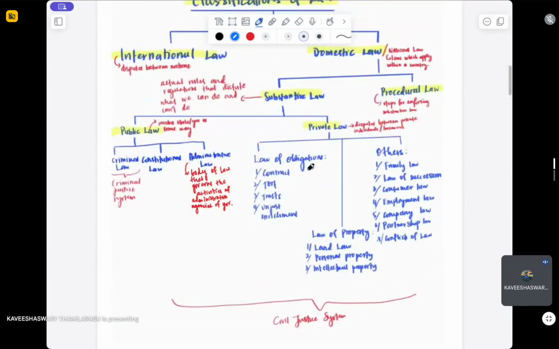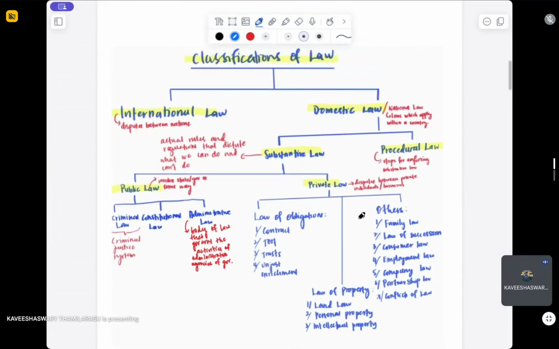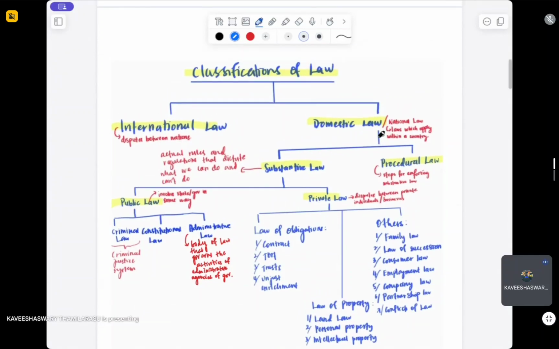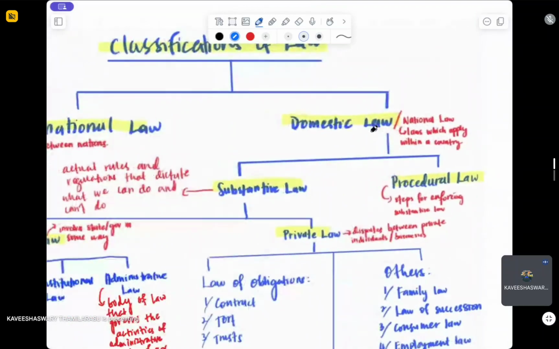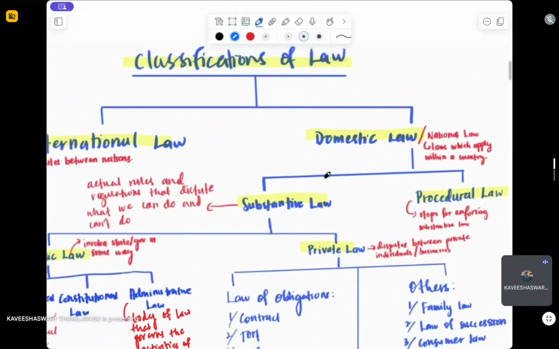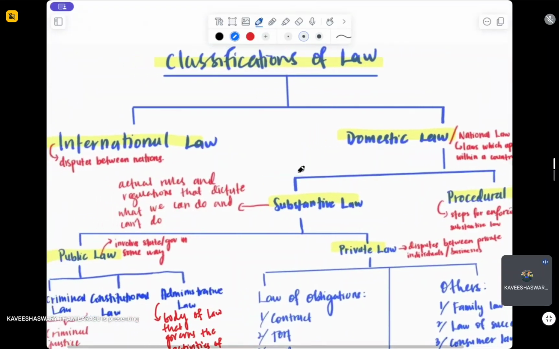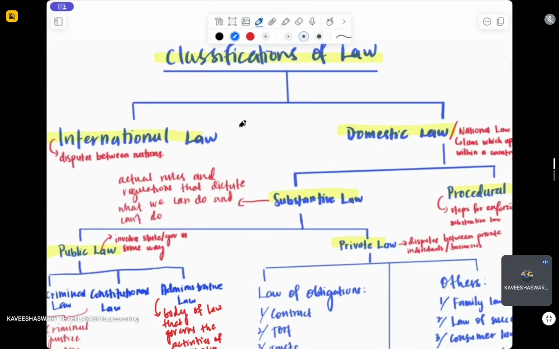So it is like 80% there, but you can still update it with some other examples of what is international law and what is domestic law. But I will be going through this with you first. Okay. So there are two major umbrellas under the system of laws, which are international law and domestic law.